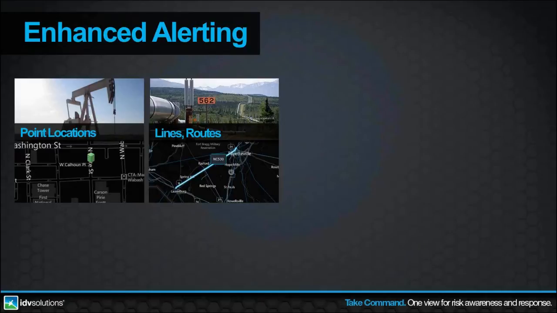You can also alert on lines or routes. Scott mentioned supply routes. Those are just one kind. So you could also have power lines, the internet backbone, pipelines, anything that you can, again, visualize sort of in a line form on a map, we can alert on those.